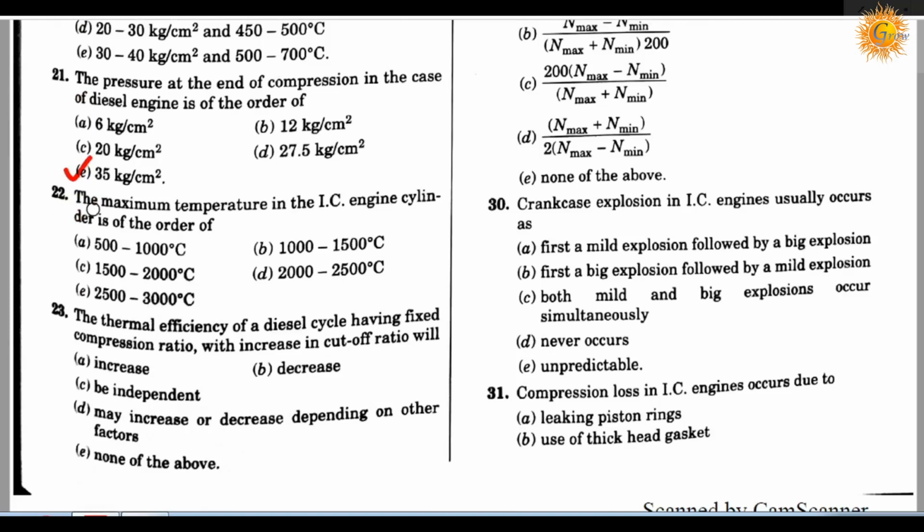Question number 22. The maximum temperature in an IC engine cylinder is of the order of option A, 500 to 1000 degrees centigrade, option B, 1000 to 1500 degrees centigrade, option C, 1500 to 2000 degrees centigrade, option D, 2000 to 2500 degrees centigrade, option E, 2500 to 3000 degrees centigrade. The correct answer is D, 2000 to 2500 degrees centigrade.